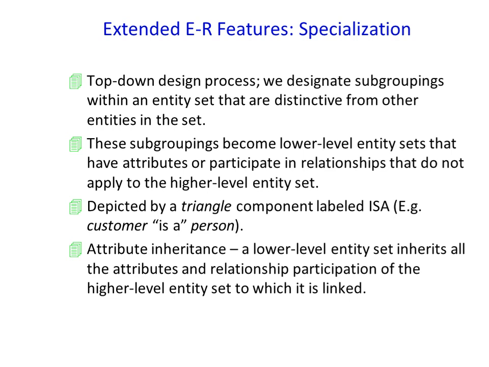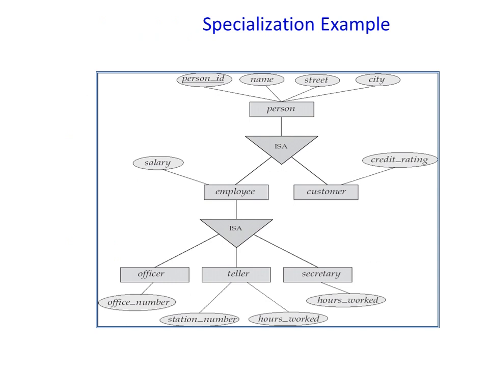Attribute inheritance: a lower-level entity set inherits all the attributes and relationship participation of the higher level. So this is a specialization example ER diagram. Here you can see person. It is an entity which has four attributes: person ID, name, street, and city. It is a strong entity in which we have person ID as a primary key.